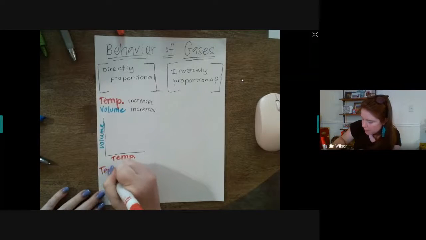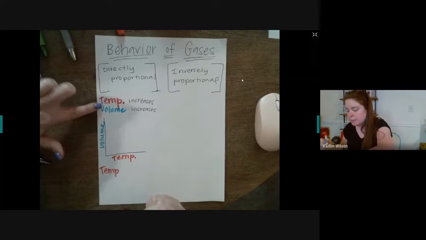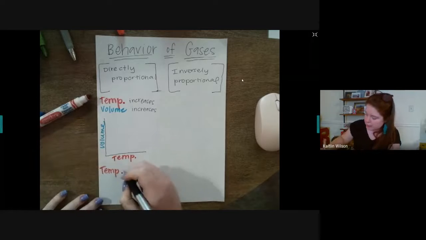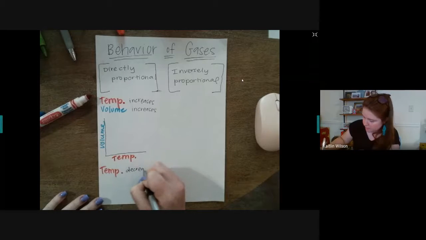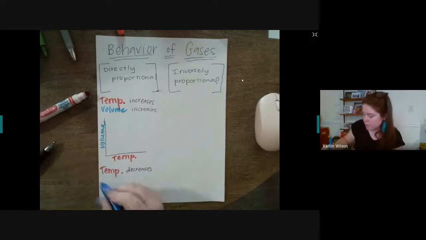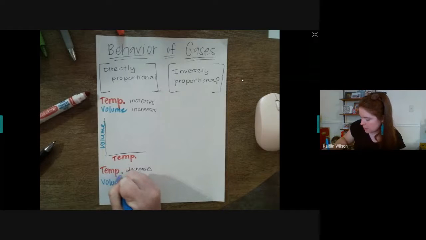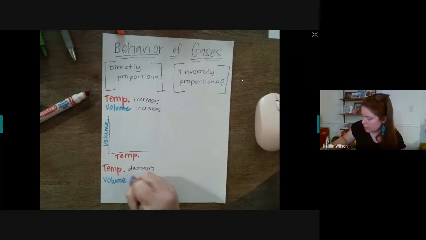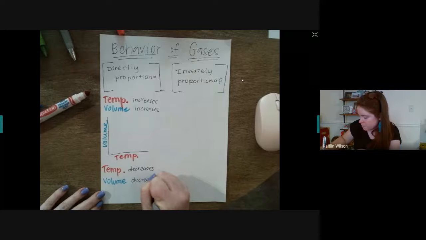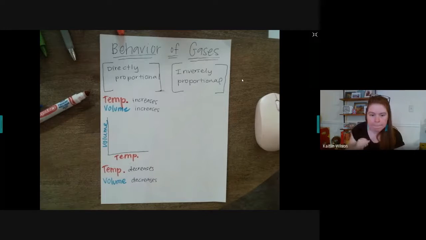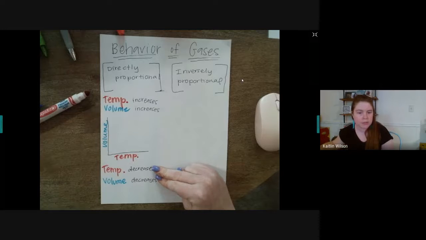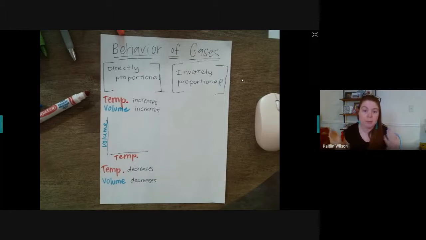Below the graph, I'm going to put the opposite of this. So temperature and volume are up here. If temperature decreases, I know that volume decreases. Leave a little space at the bottom. We're going to draw a little model down there. So far I've got my examples. Temperature is increasing or decreasing. Volume is increasing or decreasing, but directly proportional just means that they're going to be parallel.